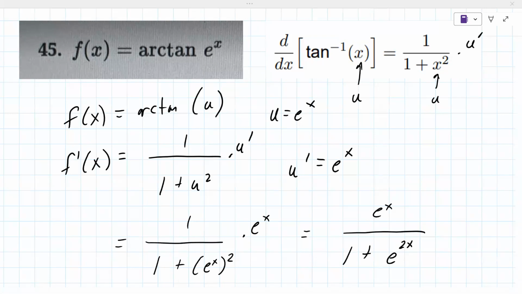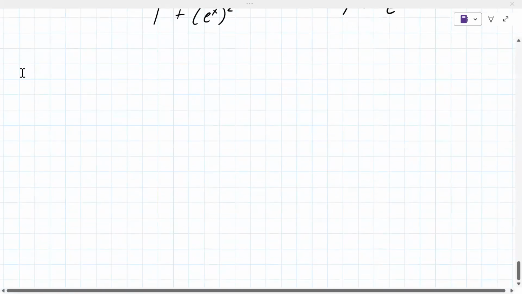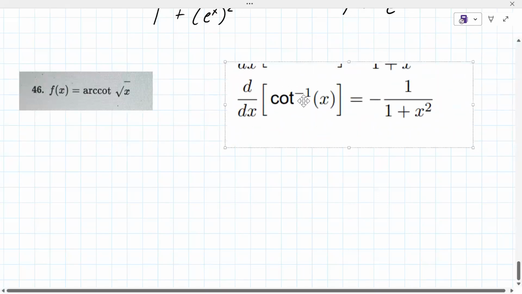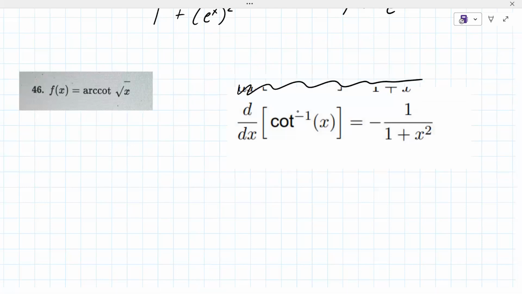So why don't you try number 46 on your own? And I'll snip in the formula for cotangent here. You'll see it's really similar to tangent. It's just got a negative. Just that little negative there. All right, let's give that a try, please.